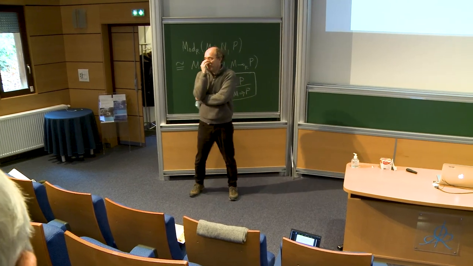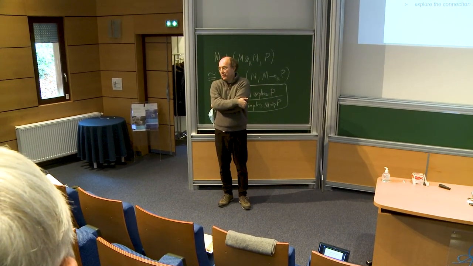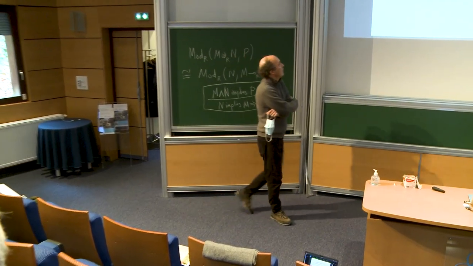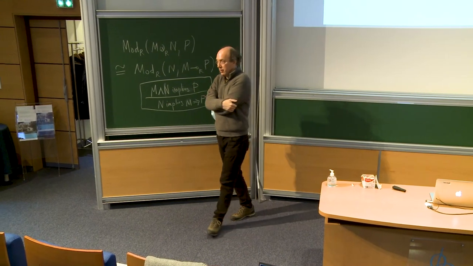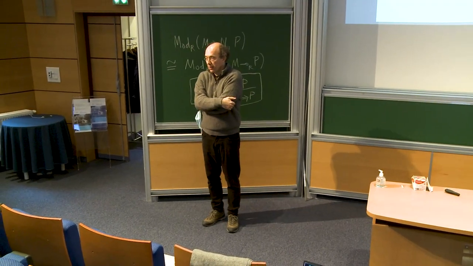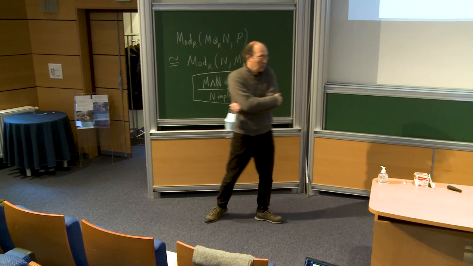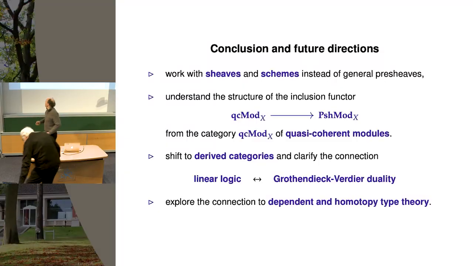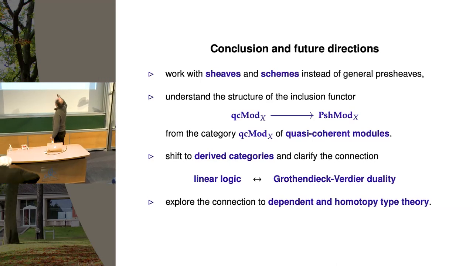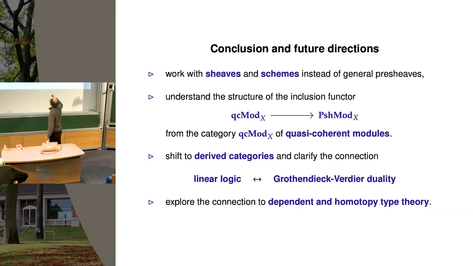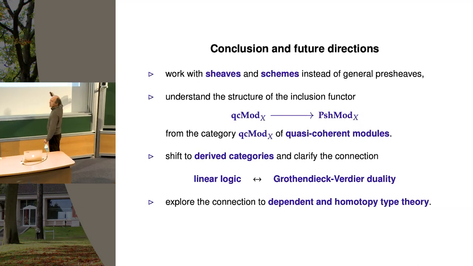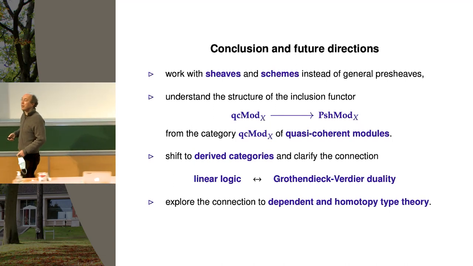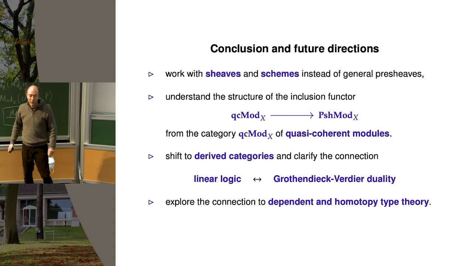So you say that linear logic models are very simple. Yes. And they correspond to Grothendieck-Verdier duality. But if you consider more complicated objects from logic, to which they will correspond in algebraic geometry. It's interesting that there is a notion of Grothendieck-Verdier category, which is really what we call a star-autonomous category in the field of linear logic.